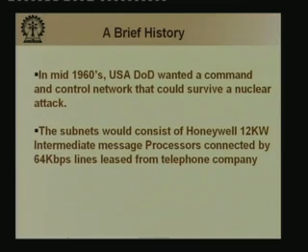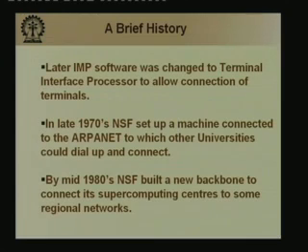The subnet should consist of some Honeywell 12 kW intermediate message processors. So there are some kind of early network devices, you might say, which are connected by 64 kbps lines. These IMPs, or intermediate message processors, were connected to the various computers, and the IMPs themselves were connected by telephone lines from the telephone company. Later the IMP software was changed to a terminal interface processor, which allowed the connection of terminals.